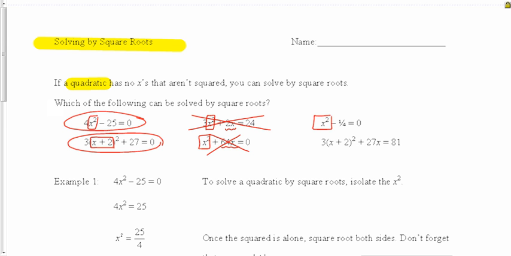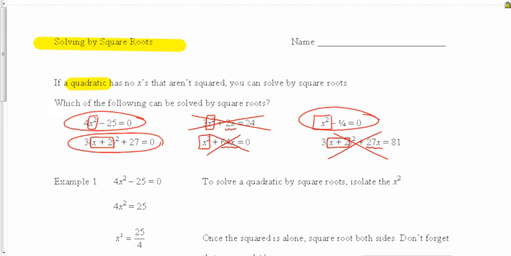This problem has an x squared in it. There's no other x's, so this can be solved by square roots. This problem has an x squared in it, but it also has an x that isn't squared, so it cannot be solved by square roots.